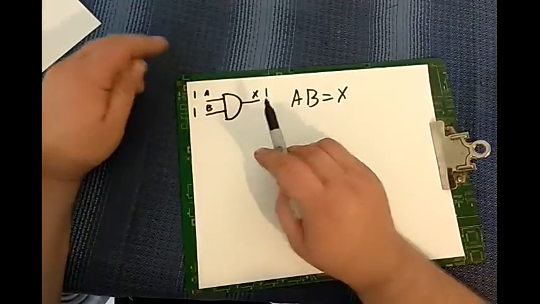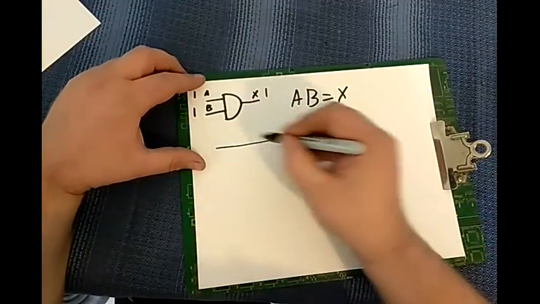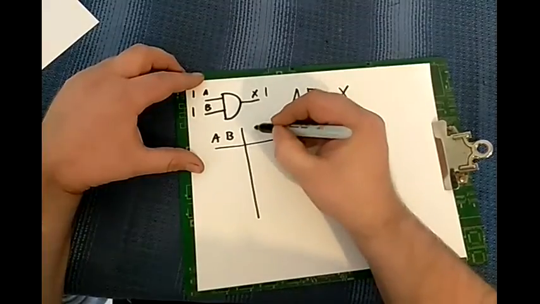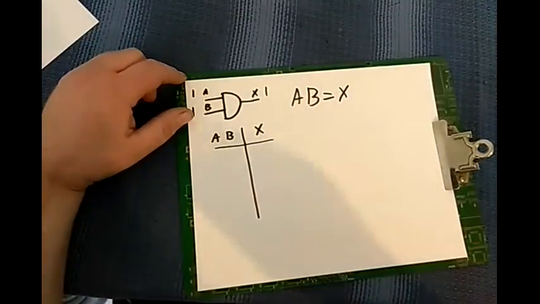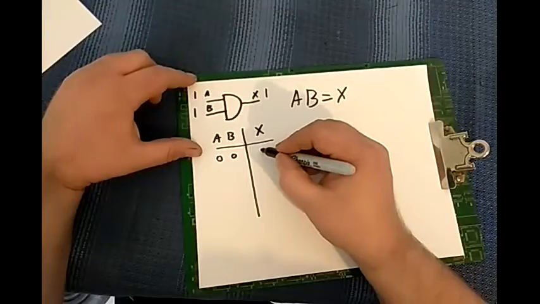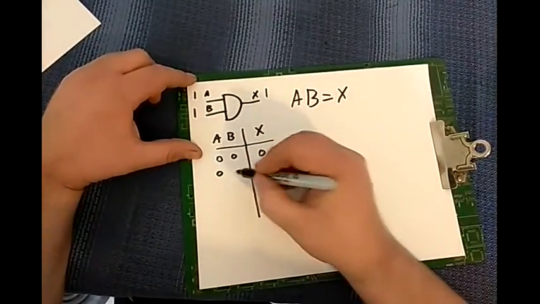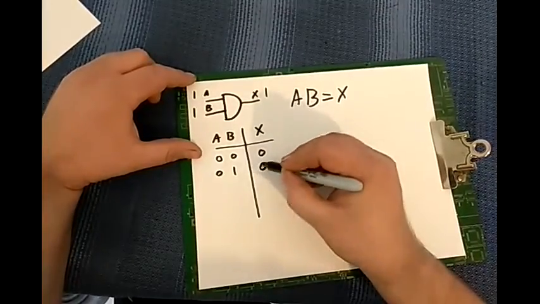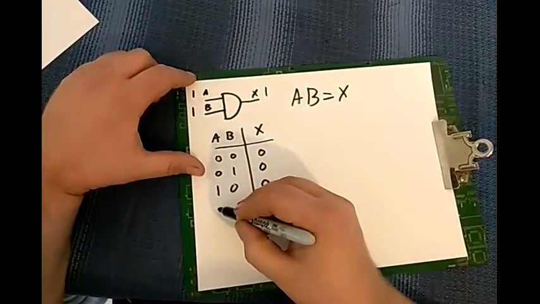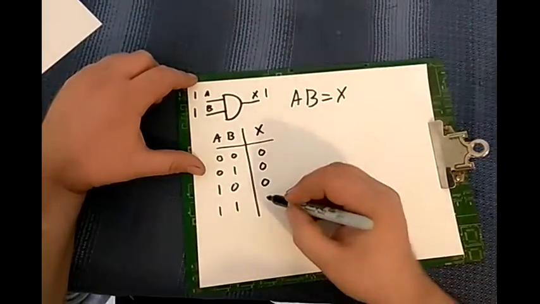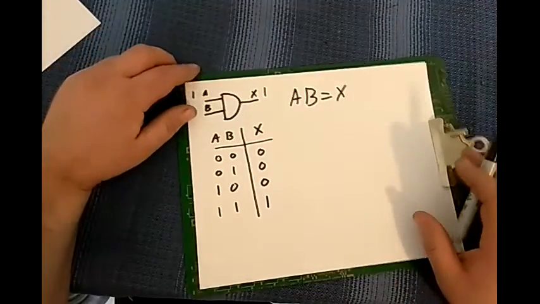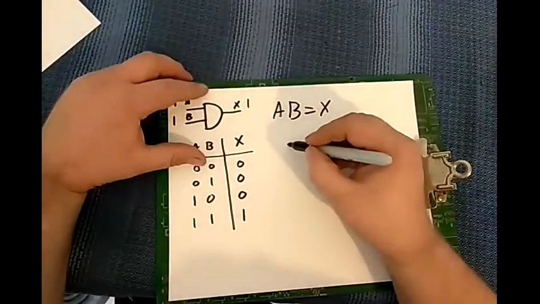Now, there's what you call truth tables for all these different gates. And it goes something like this. A, B equals X, okay? Now, if you had a 0 and a 0, or two lows, your output will be low. If you had a low and a high, your output will be low. If you had a high and a low, your output's still going to be low. But if you have a 1 and a 1, your output will be a 1. Okay? And there's many different gates. For example, let's go with an OR gate. Okay.